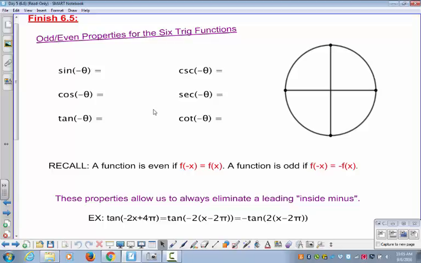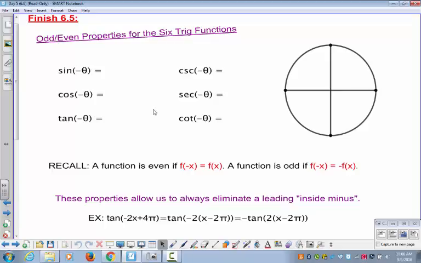Now what we're going to see in a minute here, which is really nice, is that with trigonometric functions, you can always eliminate horizontal reflections. With algebraic functions, you couldn't do that. With polynomials, if you had a minus on the inside, you couldn't always get rid of it. But we'll see here with trigonometric functions, it's really easy to eliminate a leading minus, and then you don't have to deal with horizontal reflections. You only have to deal with horizontal shifts, which is kind of nice. And period adjustments.